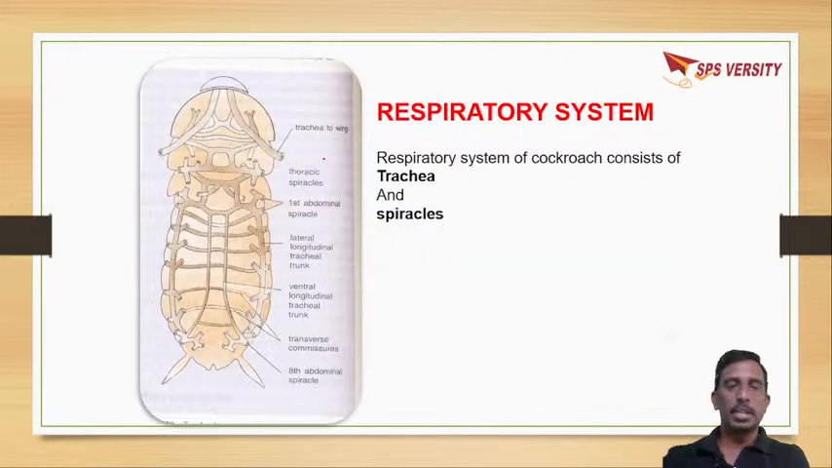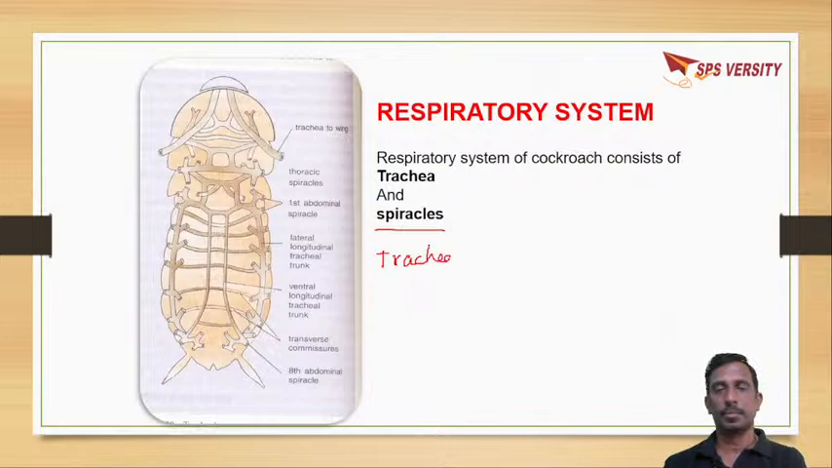When you come to the respiratory system of cockroach, it is very simple. It is made up of trachea and spiracles. Trachea are tube-like structures which reach each and every body part. Spiracles are the openings through which the gases enter and exit. It is called the tracheal system.